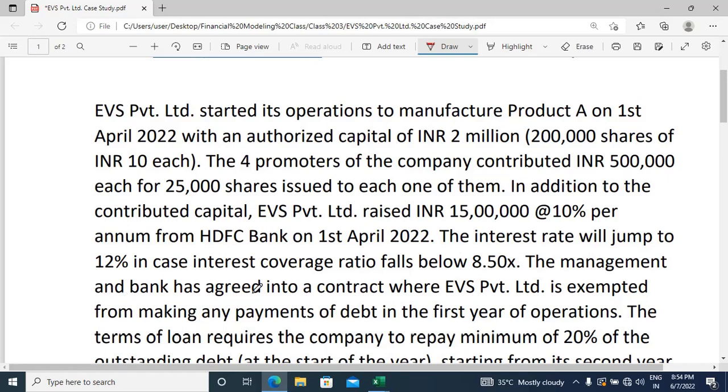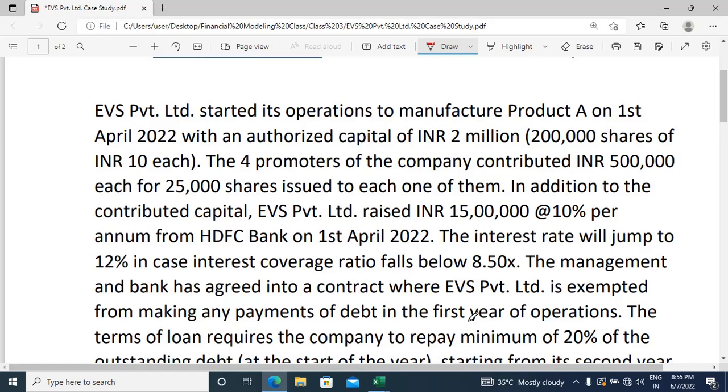The management and the bank has agreed into a contract where this company EVS Private Limited is exempted from making any payments of debt in the first year of operations. So in the first year the promoters will not pay off any loan installment to the bank. So they are not going to pay off any part of the loan in the first year of operations, although the interest calculation will definitely happen.